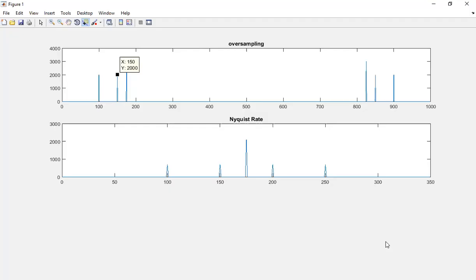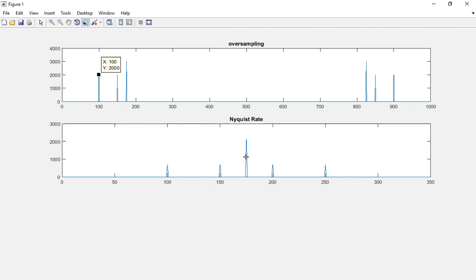Are things fine? Here you can see there is an impulse at 100, fine. There is an impulse at 150, fine. And at 175, compared to the previous case, the amplitude was not that great. What has happened is an impulse on the left side and an impulse on the right side, and both of them have got added up. Because as I told you, you take more than twice the maximum signal frequency.